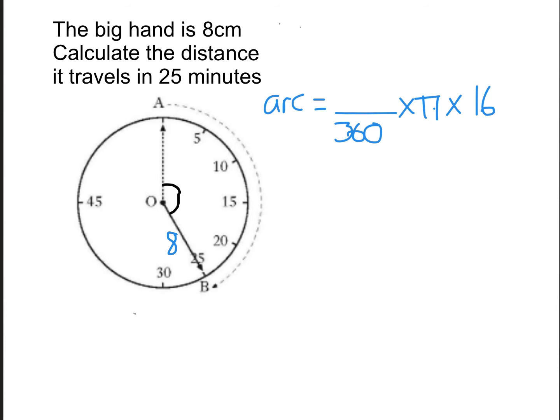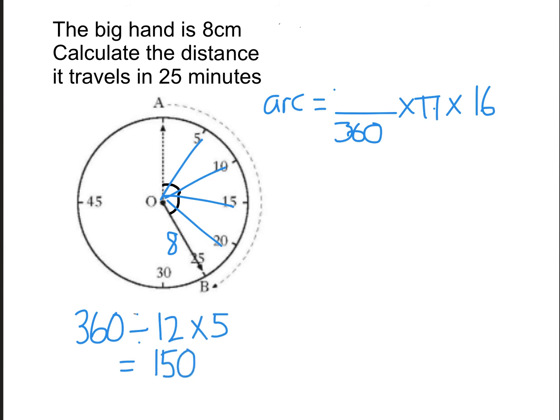Now let's think about that angle. Your clock is divided up into 12 sections, and my big hand at the moment has travelled 5 of those sections. So I'm going to do 360 divided by 12, and that will tell me what one section is, and then I will times it by 5, and that will get me the angle of 150. So my angle in the centre is 150 degrees.